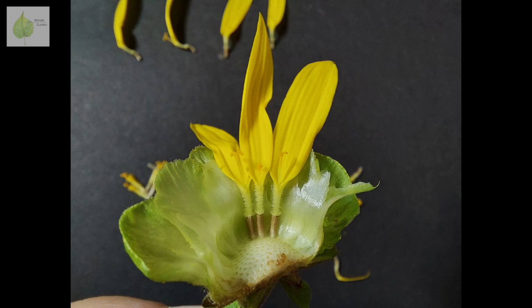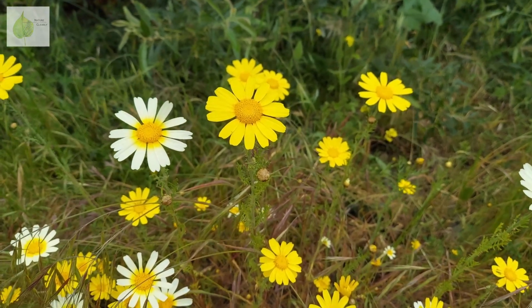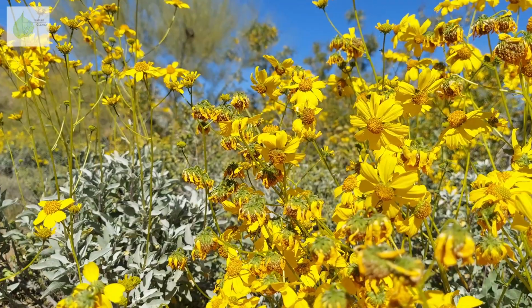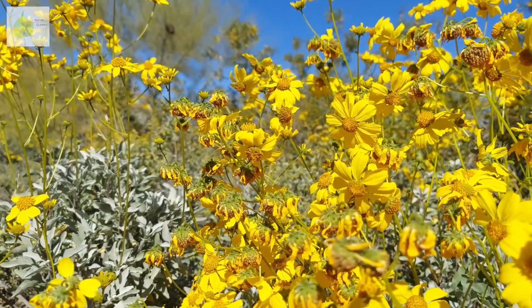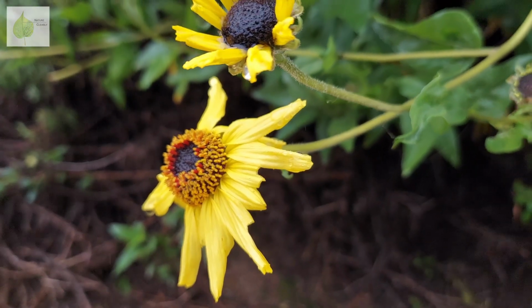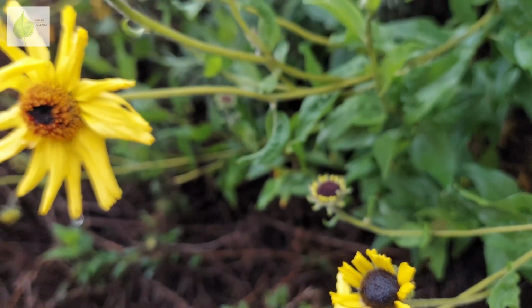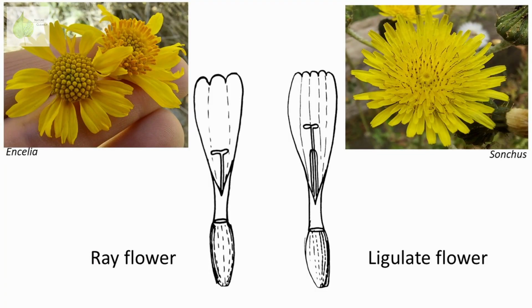Ray flowers are either pistillate, having a female reproductive structure, for example in this Venegasia, or they might be sterile, not having any reproductive structures. Sometimes you might even see lobes at the tip of the ray, like in this Encelia, but that's not always the case. You might come across the term ligulate flower instead of ray flower. Even though these terms are often used interchangeably, technically a ligulate flower is bisexual, and if its corolla has lobes, there are usually 5 of them. On the other hand, a ray flower is, as we mentioned earlier, either pistillate or sterile, and often with 3 lobes.